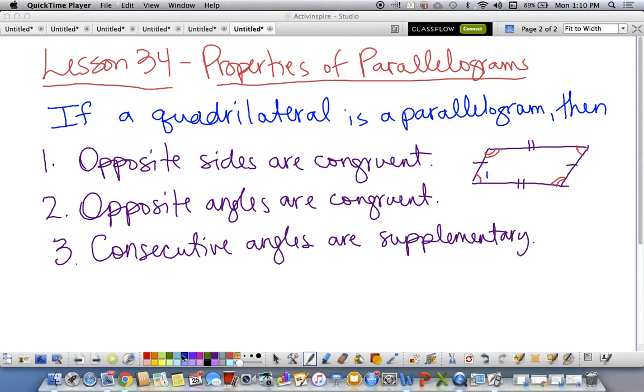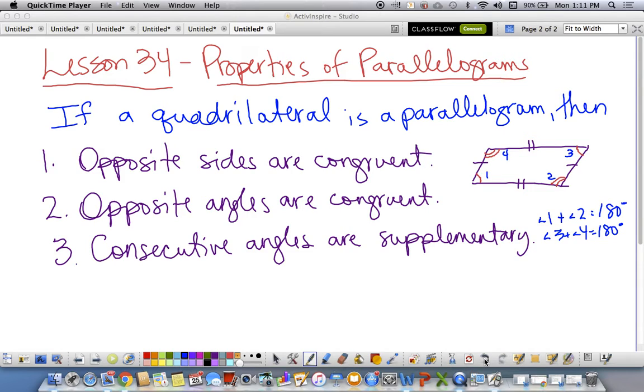So if I have over here angle 1, 2, 3, and 4, consecutive angles are the ones that are beside each other. What's a pair that are beside each other? Angle 1 and angle 2. So angle 1 plus angle 2 equals 180 degrees. Is there another pair that's right beside each other? Angle 3 plus angle 4 equals 180 degrees.